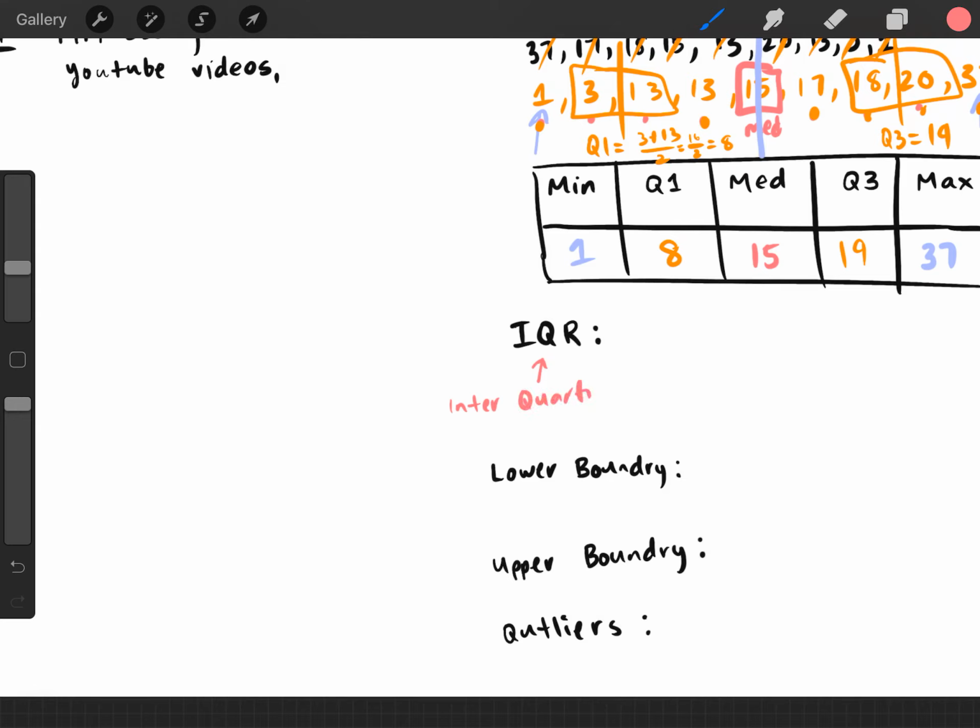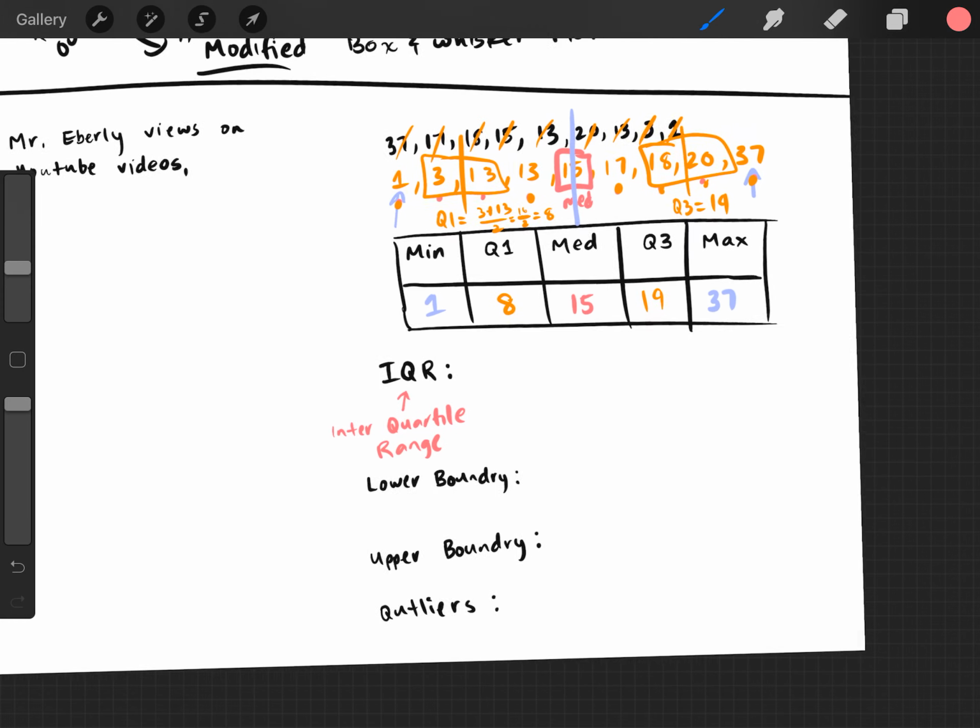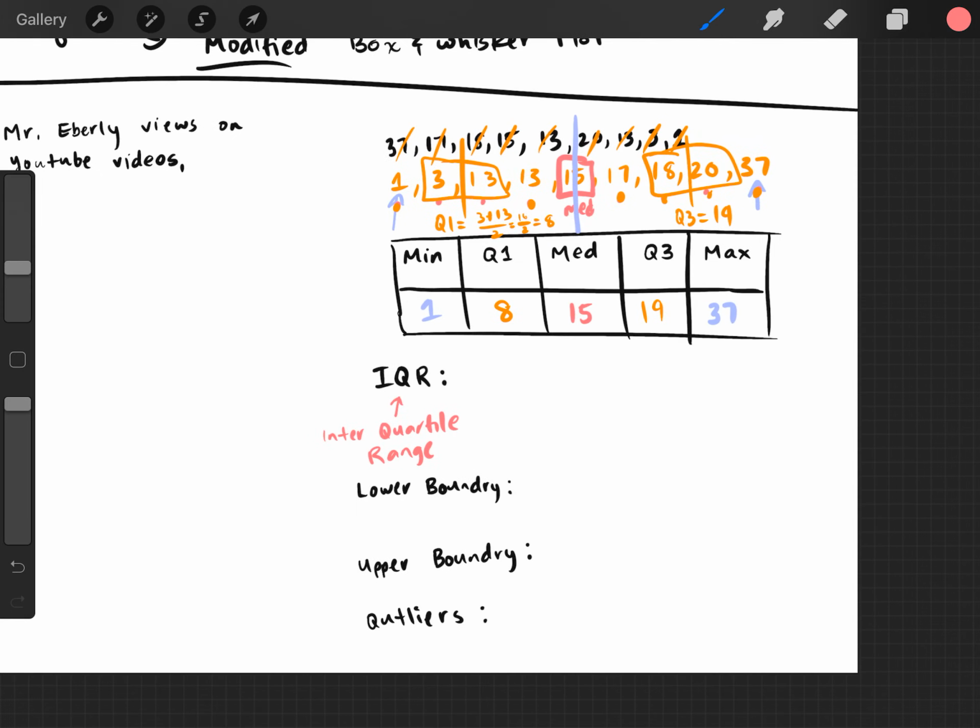If that's all we were doing and we just needed a box and whisker plot, we can go ahead over there and find it. But we have to do something different here. So what we want to do now is look and see, are there any outliers in this set of data? The first thing that we need to find is the IQR.